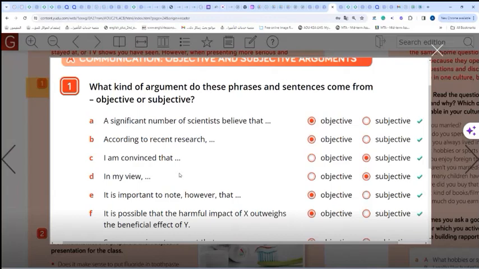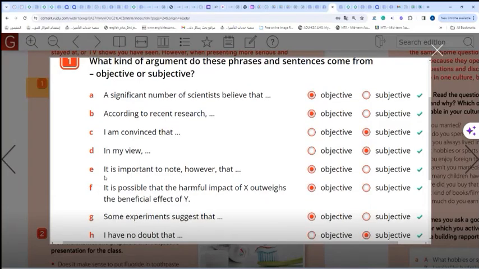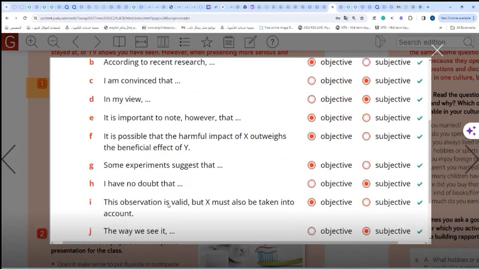Dear students, what about the second one? The second objective one. Important to note, however, that. Yes, right. What about then? Possible that the harmful impact of X outweighs the potential effect of Y. Excellent. Then, I'm sorry.